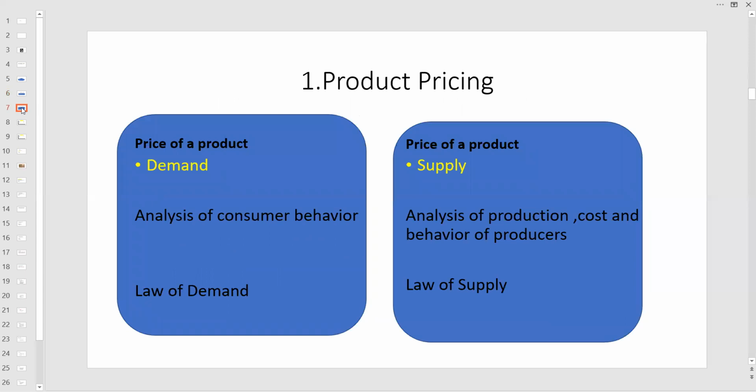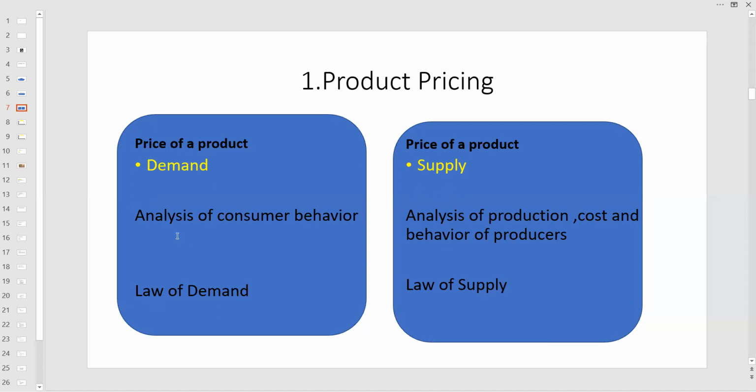So as we know that there are thousands of commodities available in the market. Whenever we go to the market, first we ask about the price of the product, then the quality of the product. So how can these prices be determined? Demand and supply, these two things are very, very important to determine the price of a commodity. From the demand side, we study the analysis of consumer behavior, and on the supply side, we study analysis of producers' behavior.